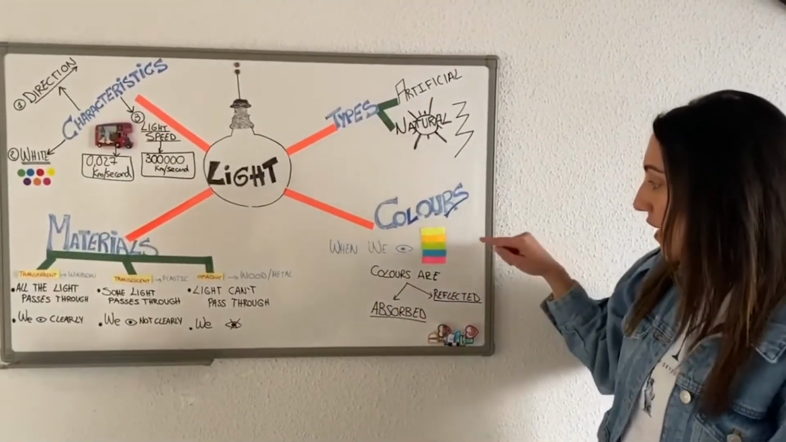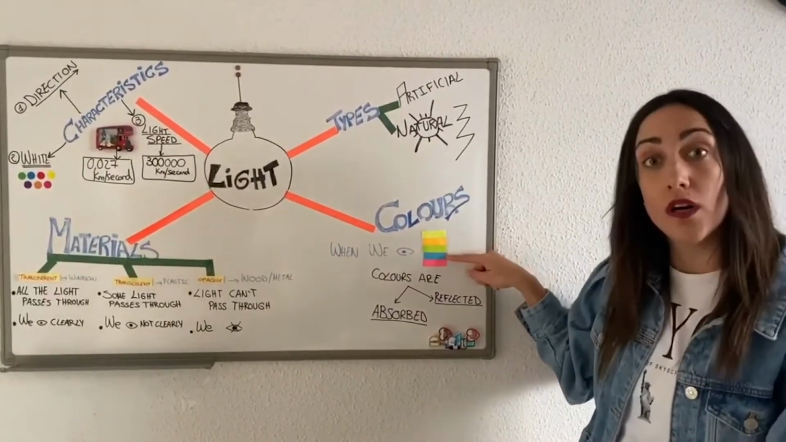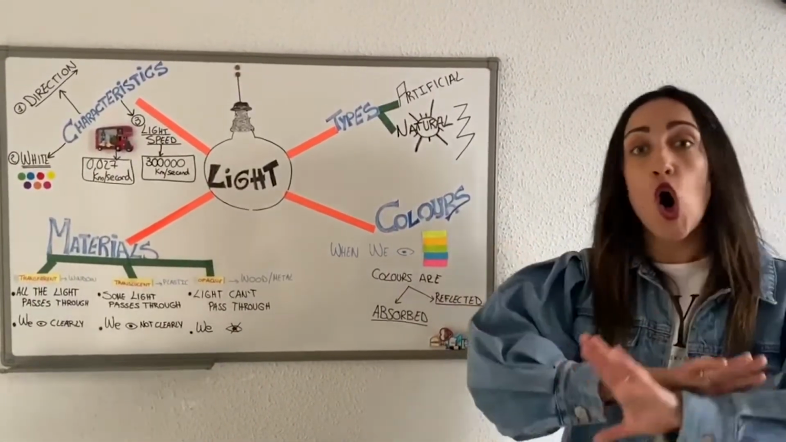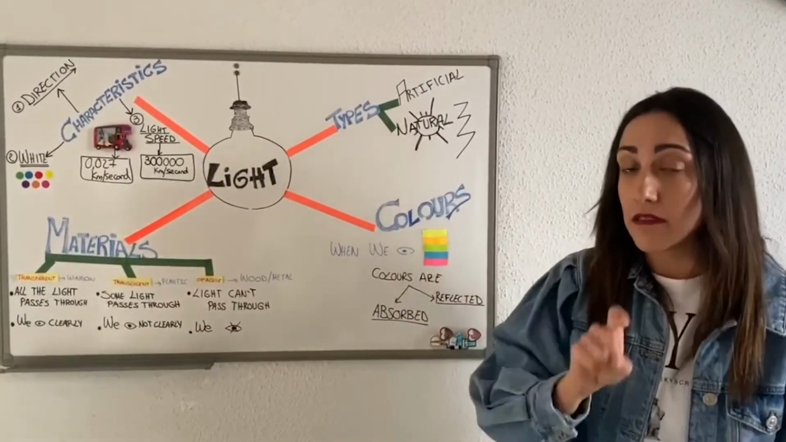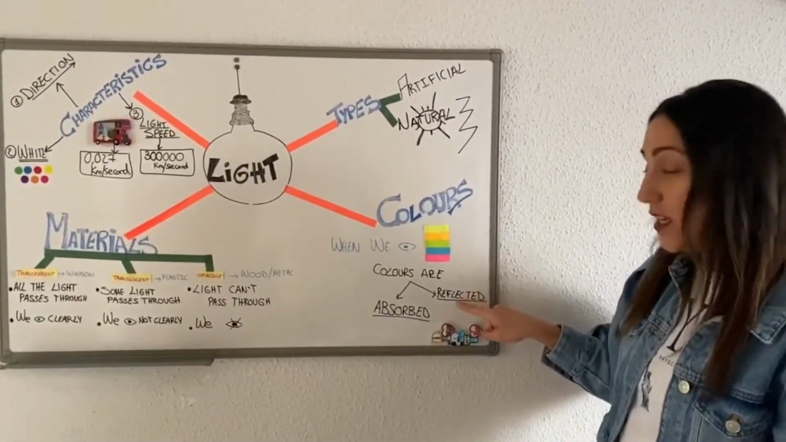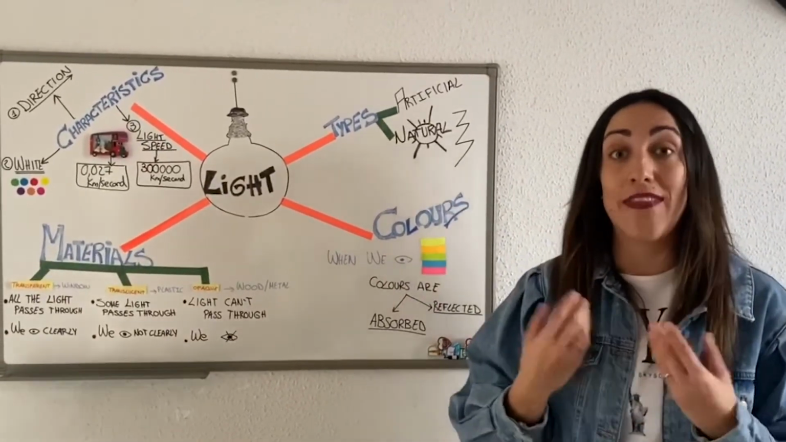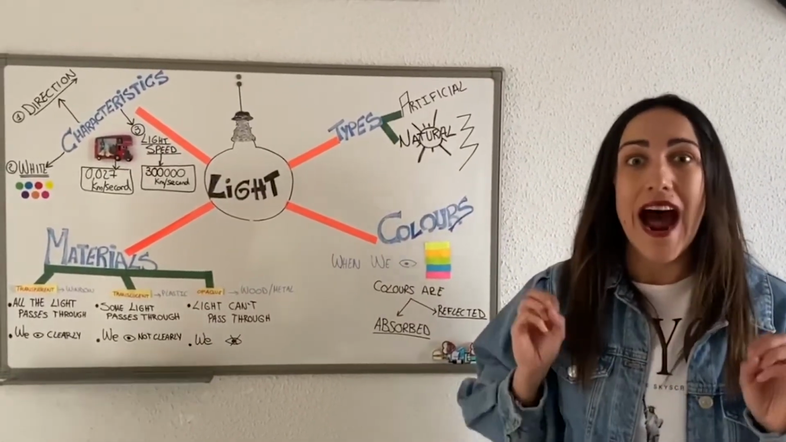For example, if we see blue color, what happens with that color? So blue absorbs all the colors unless blue, which is reflected. So the colors that we don't see are absorbed and the colors that we see are reflected.